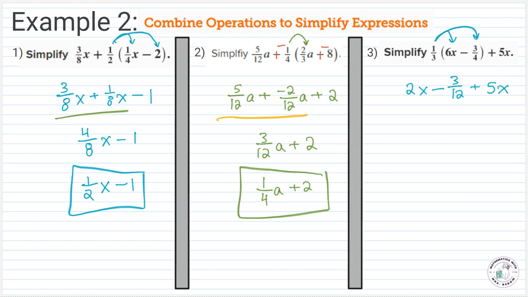Combining our like terms, we have a positive 2x, we have a positive 5x. 2x plus 5x is going to be 7x. And then we have the 3/12 here. But we do want to simplify that. So 3/12, as we just saw in the previous example, that is the same as 1/4. And then there's my final answer for that question.